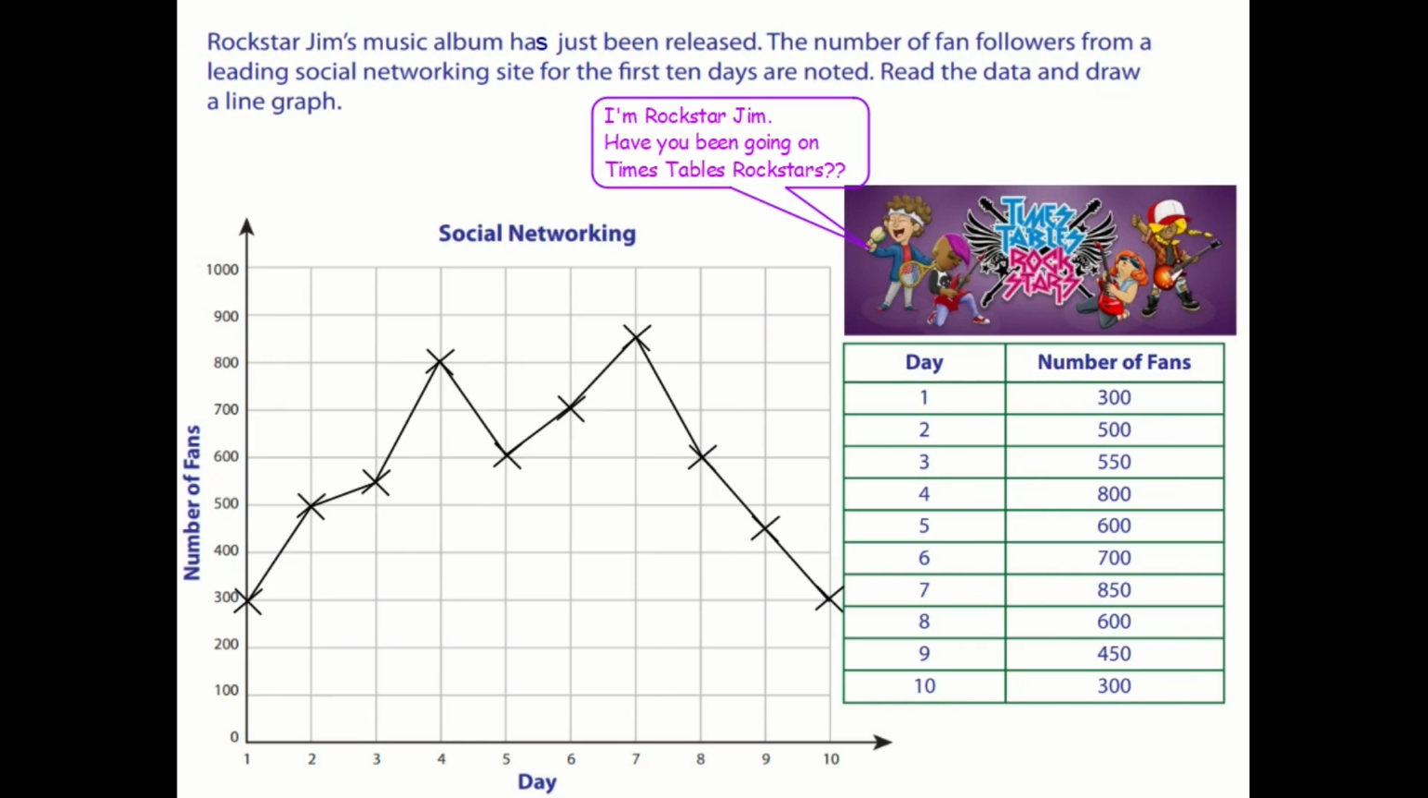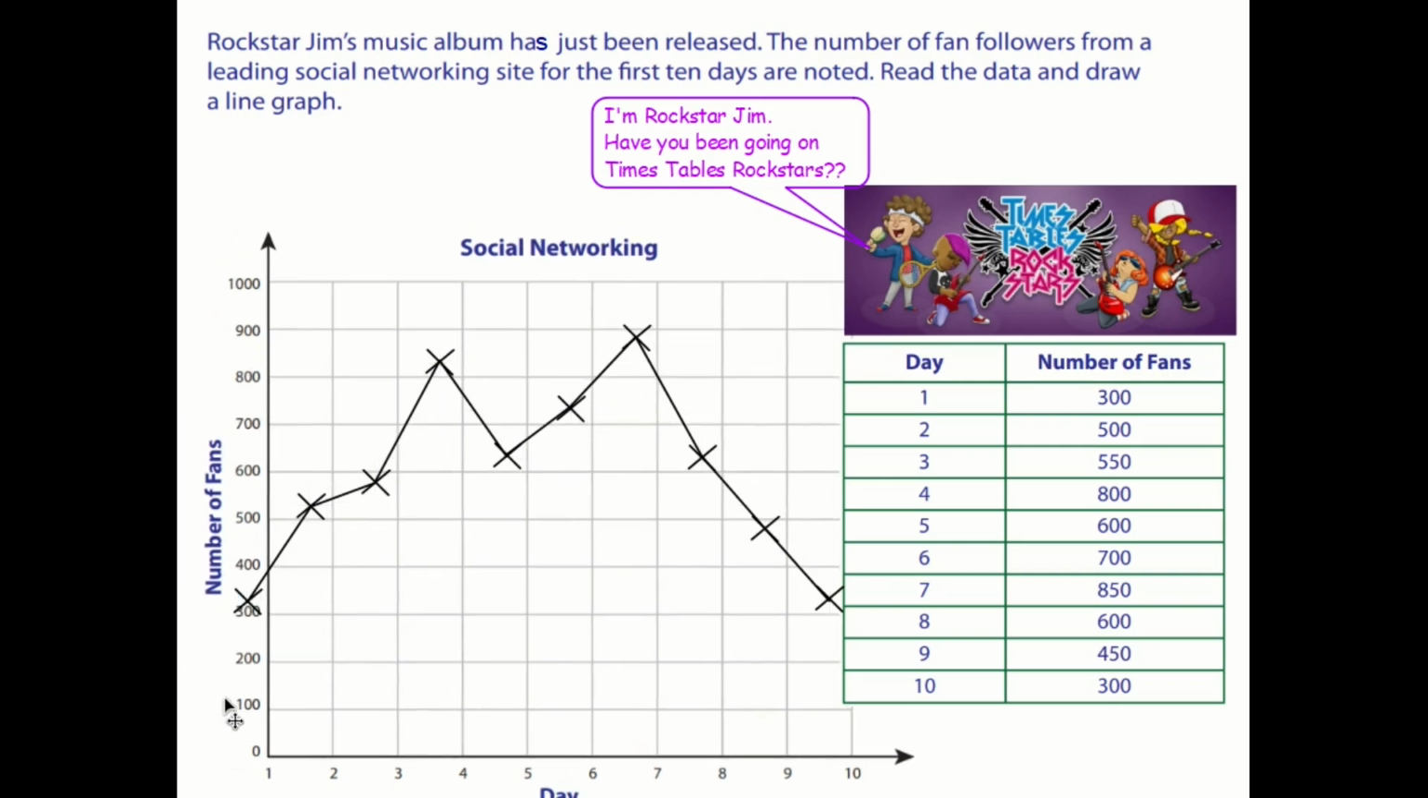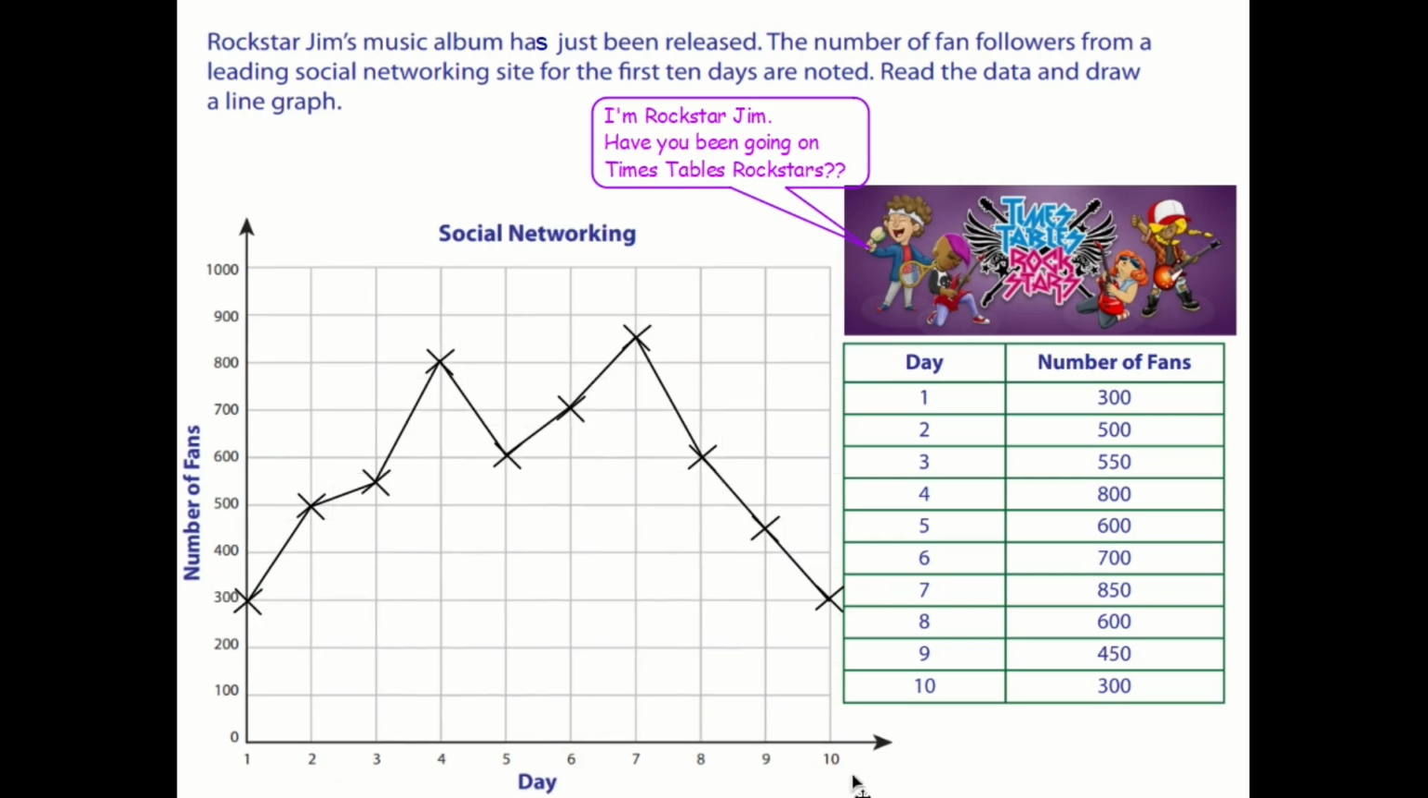Let's just have a quick look at some of the features of this line graph, and it's really important that you do this for any chart or graph in maths. Make sure you give it a title. They've given it a title here. You also need to label what are called your axes. So here we've got the horizontal axis and the vertical axis, and you need to label those.